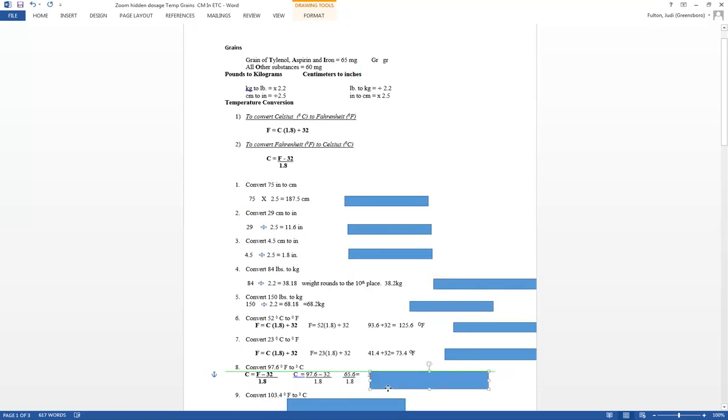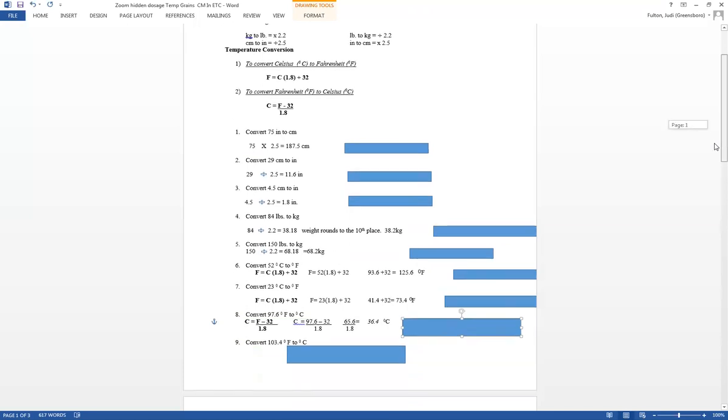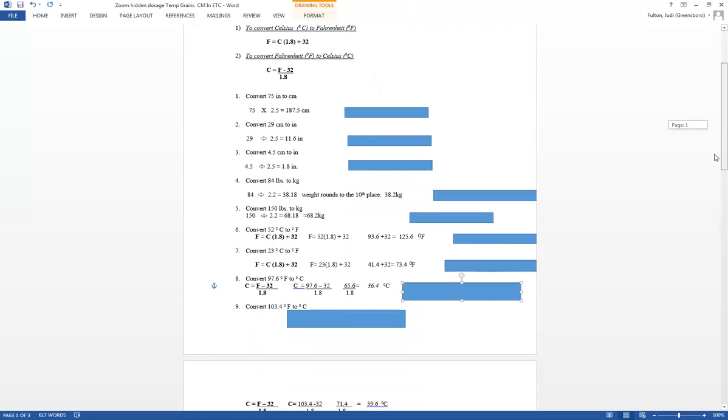We're using the same formula. Then over 1.8, we do the math on top. We get 65.6 over 1.8. Do the math, we get 36.4 degrees Celsius. And you have to indicate that it is a degree if it's Celsius or Fahrenheit, because we won't know unless it's marked. If you just say 36.4 degrees, I don't know if you're talking about Fahrenheit or Celsius.